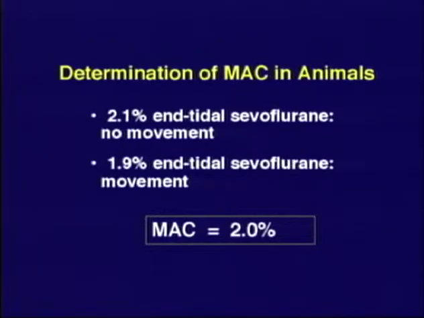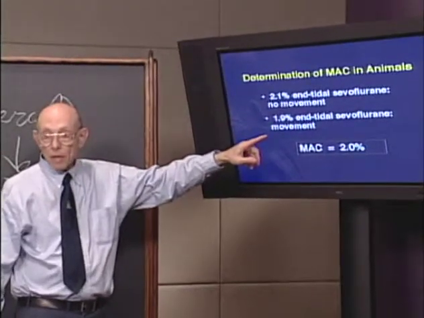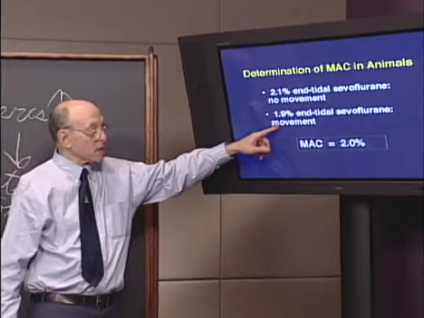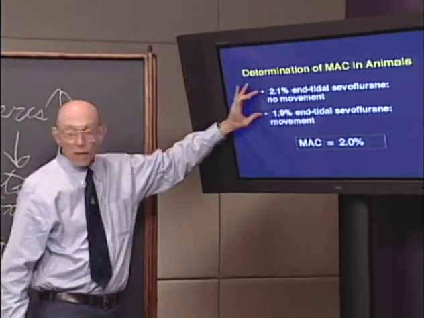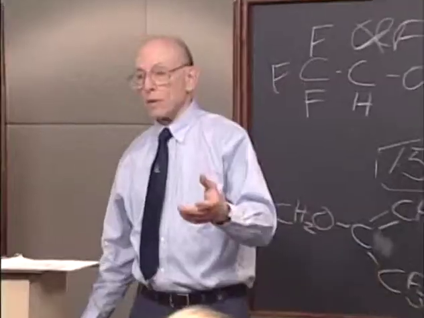So if we were to anesthetize an animal with sevoflurane and hold the end-tidal concentration at 2.1%, pinch the animal's tail, find no movement, we would go down perhaps to 1.9%. We'd then allow equilibration to occur again, stimulate the tail, and this time when we stimulated the tail we found movement. We'd say that MAC lay halfway between these two concentrations. Now the problem that we get to in humans is that humans don't have tails. So how do we deal with that?